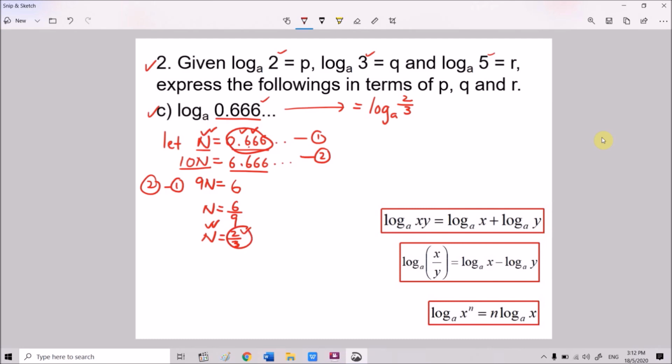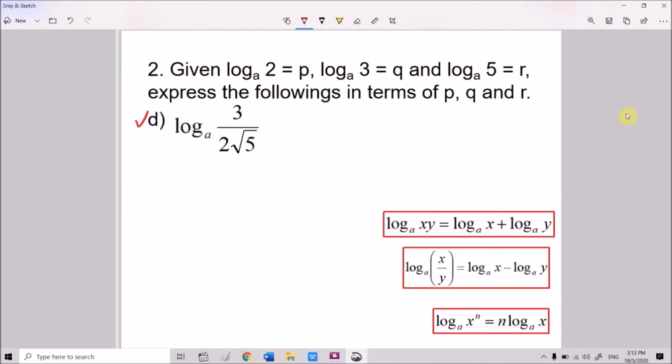And if we can rewrite this in terms of 2 over 3 here, we already have this value here, and the rest will be easy. Since this is a division here, we use the division law, and you have log base a of 2 minus log base a of 3. Log base a of 2 is P, log base a of 3 is Q, and you have the answer.